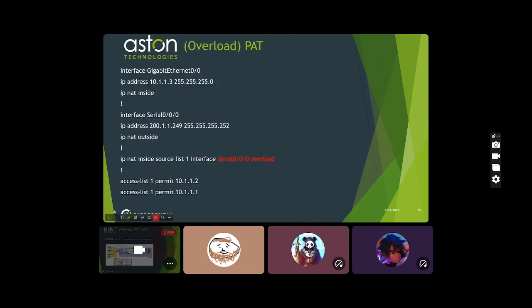How much is there left? Configurations, verifications, and then we're done. All right. So we've got a fair bit here, and that inside and that outside. We need to make modifications to our interfaces. We need to create an access list, and then we need to set up PAT itself. So we're going to walk through those things one at a time. We'll start with our interfaces.